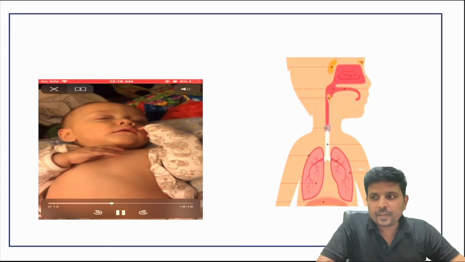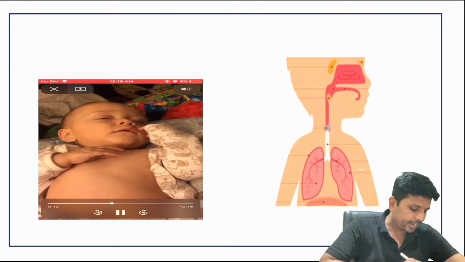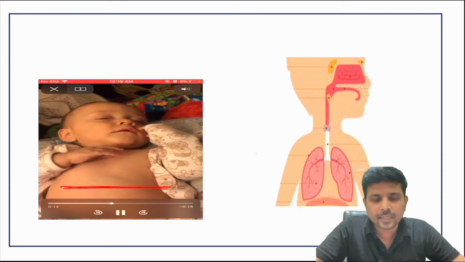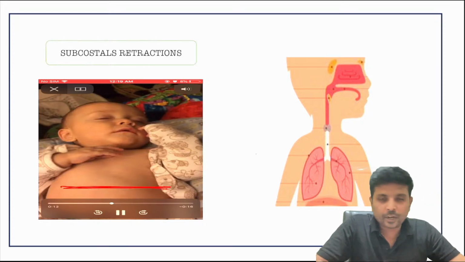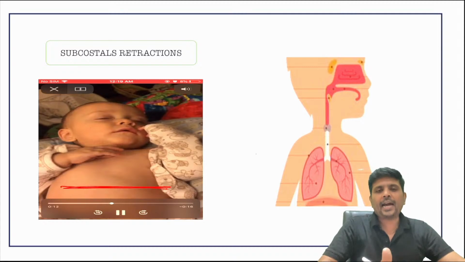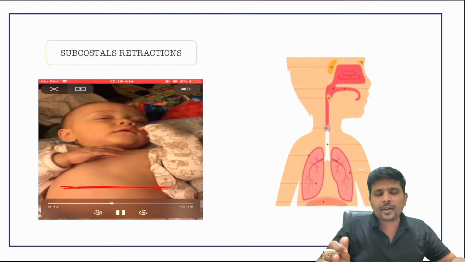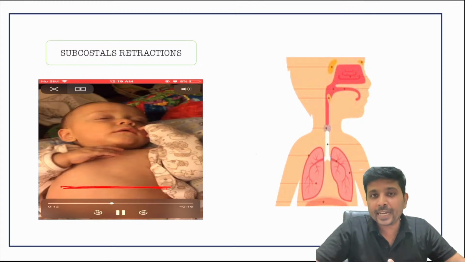What is this retraction? Where do you find these retractions are predominant? The retractions are predominant in the subcostal area, and this is called subcostal retractions. What does it indicate? The subcostal retraction indicates that the air comes inside but it cannot go out, as a result of which your lower part of the chest is acting too much to compress the air to let it out from the lungs during expiration.